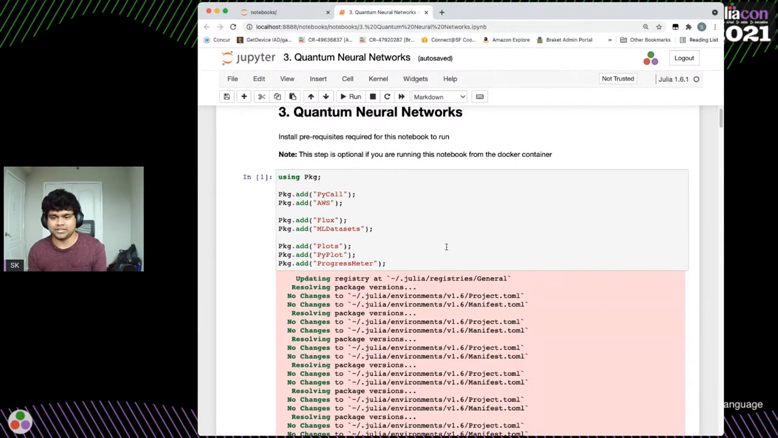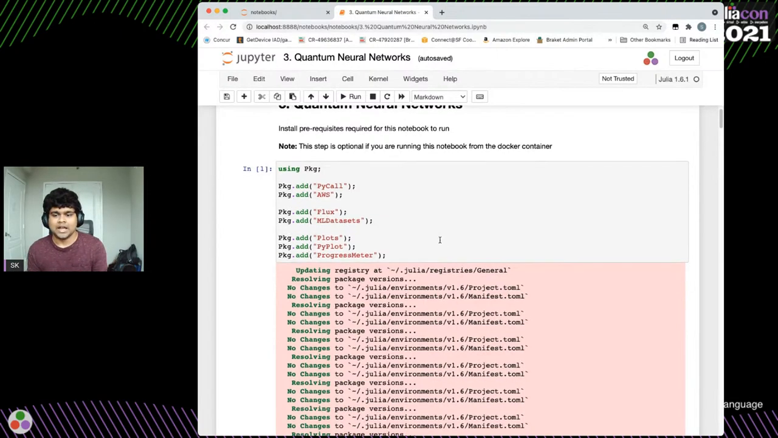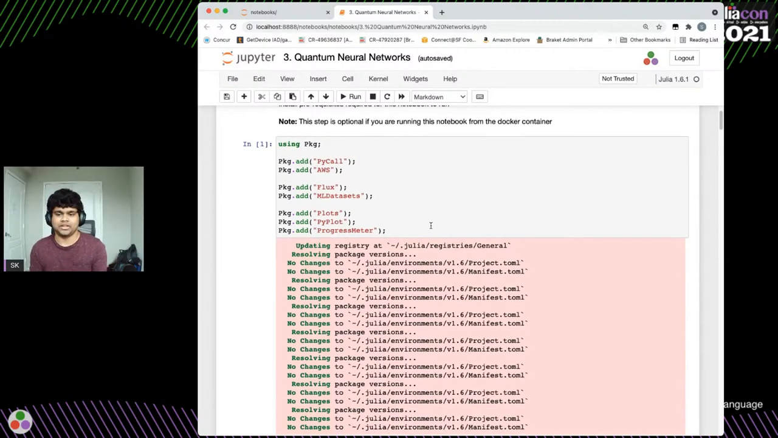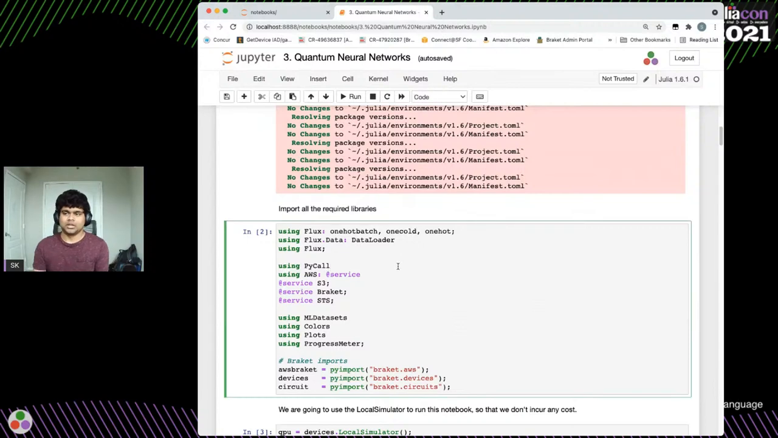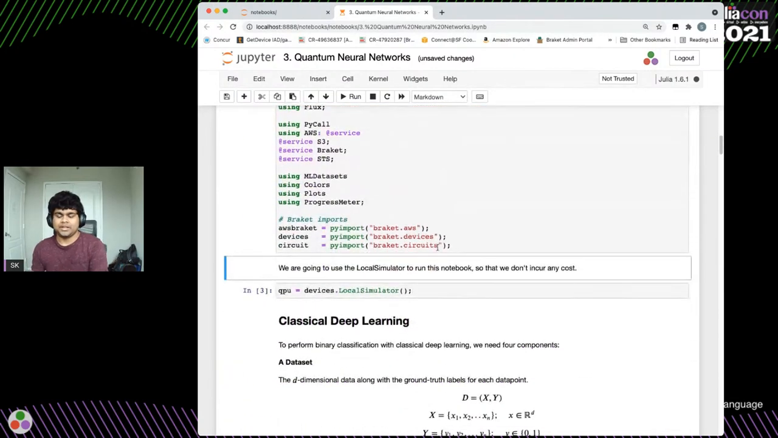Basically, the first step of this is to install all the required packages. We'll need PyCall, AWS. We'll be using a little bit of Flux and ML datasets. If you are running this in the Docker container, then you probably don't have to do any of this because it has all of the dependencies installed and set up. Right. So we'll just import all of the required libraries.